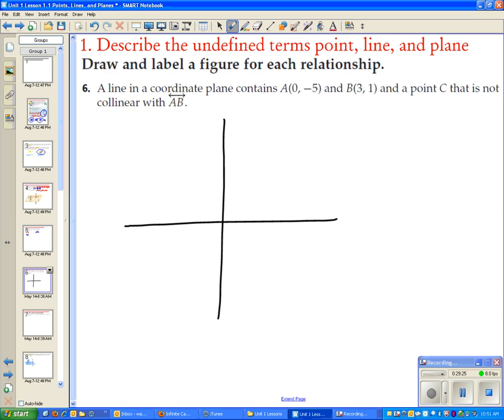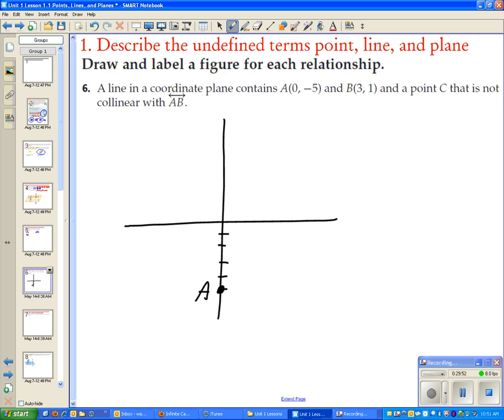And we're going to draw and label a line that contains A with coordinates 0, -5. So start at the origin. The x coordinate is 0, so don't go anywhere left or right. The y coordinate is -5, so 1, 2, 3, 4, 5 down. And that's where point A goes. So make the point and then label it A. And B is 3, 1.